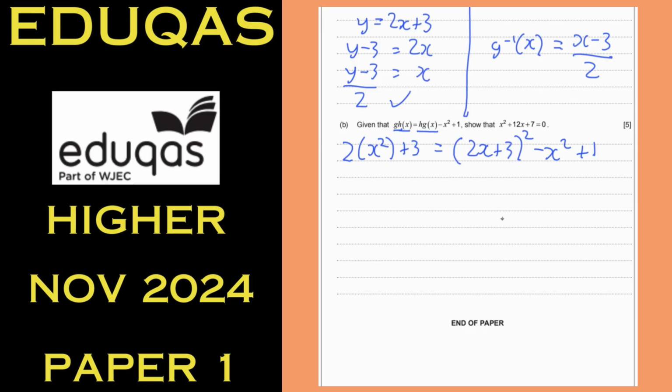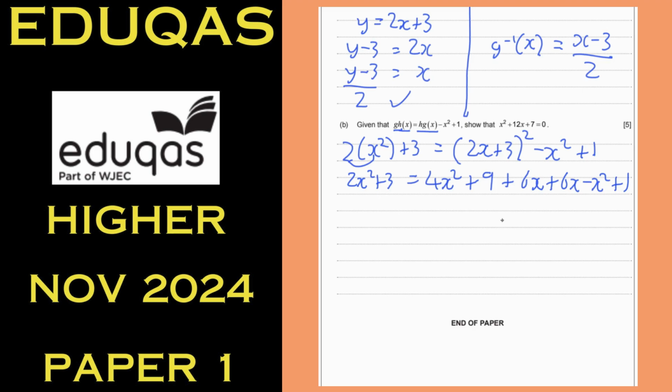So let's do exactly that. 2 times x squared, that's the easy bit. To square a bracket, square the first, you get 4x squared. Square the last, you get plus 9. And you'd have repeated x's in the middle. You'd have 2x times 3 and 3 times 2x. And again, don't forget, minus x squared plus 1.